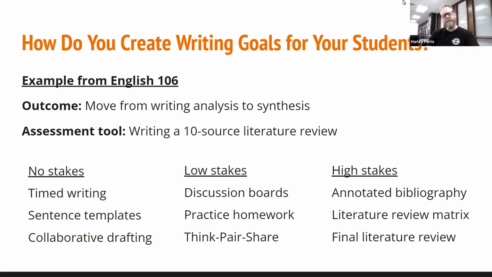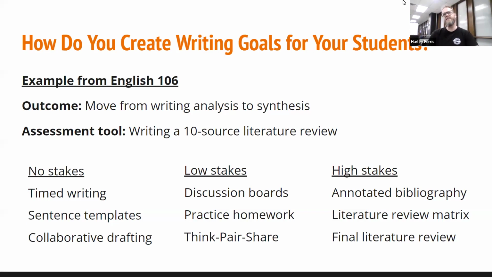Introducing them to sentence templates, or some people call those sentence stems, the way that we can give them some language that helps shortcut the learning process of how do I put these sources in conversation with each other. So giving them some templates that they can, sort of like Mad Libs, just plug in their specific details. I also like using shared Google Docs where students can log in together and write at the same time and get some practice writing with each other, writing synthesis.